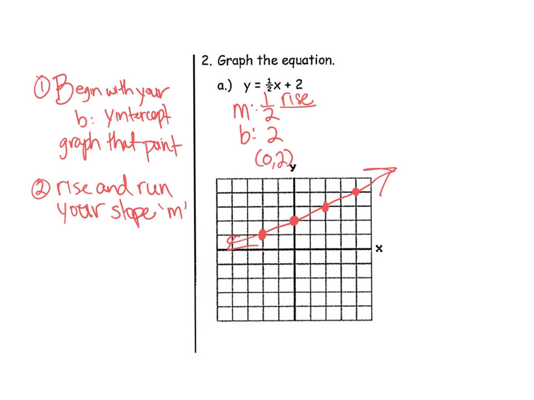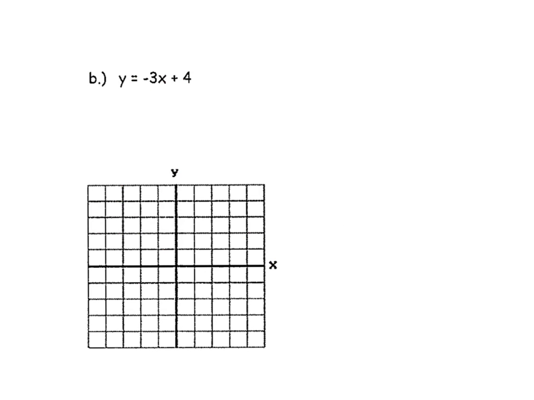You have made a straight line. The things that you need to remember are how you rise and run. I was lucky. It was a positive 1 over a positive 2. But if it's like a negative, then I need to go rise down, for example. So let's practice 2B.